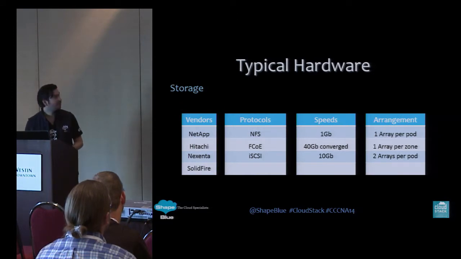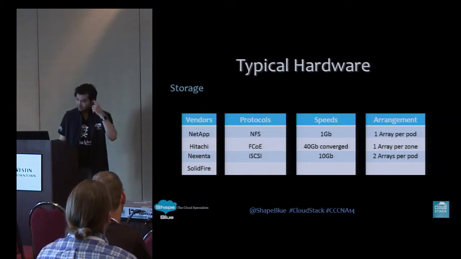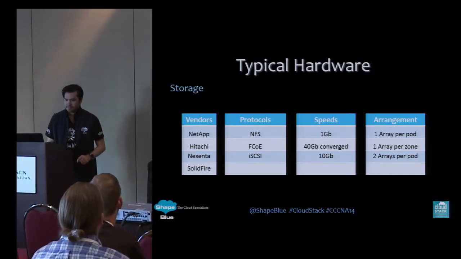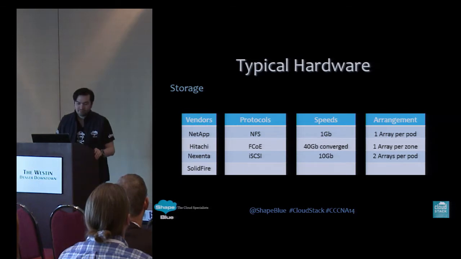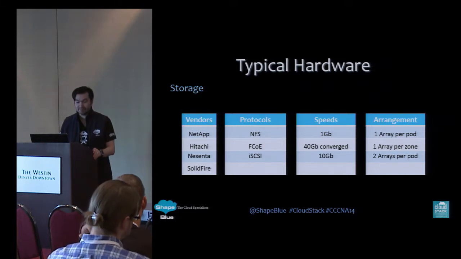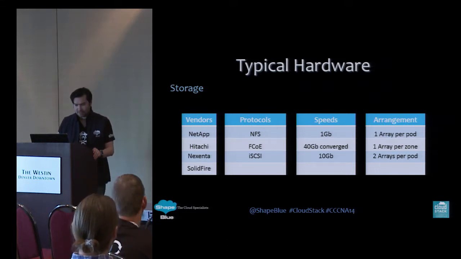So in terms of the typical hardware that we're actually seeing at the moment, this doesn't read across, it reads down. The vast majority have been NetApp, but we have had some that use a little bit of NetCenter. Hitachi happened to be the Fibre Channel over Ethernet. And obviously a few SolidFire as well is becoming popular in some places.